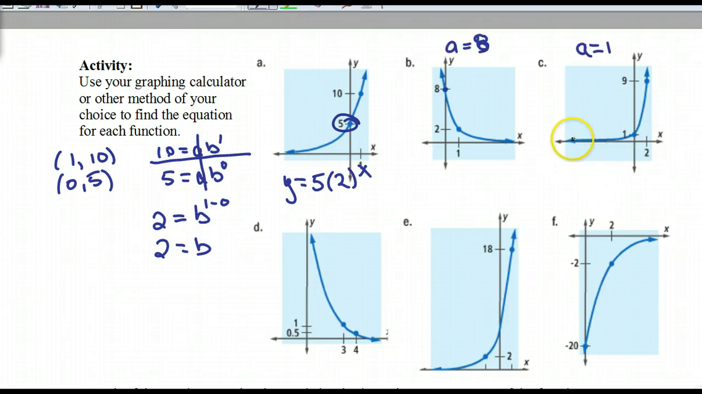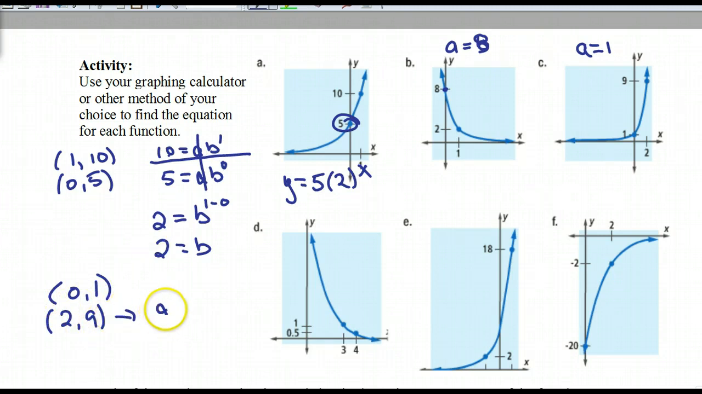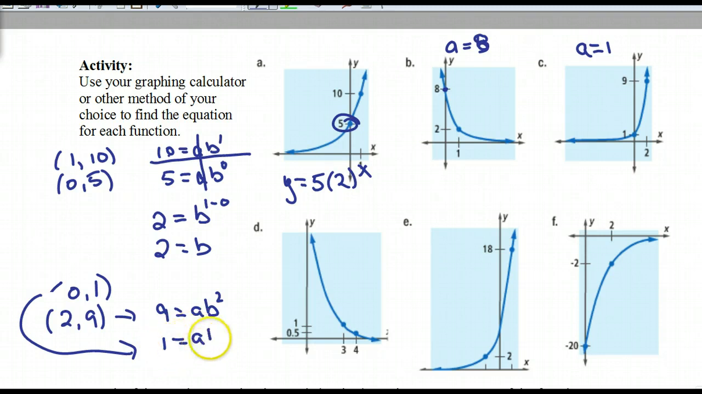All right, so on this one, look at C. We have 1 at 0, 1. And we have at 2, 9. All right, so I want to set this up. Actually, I'm going to do this bottom equation first. Y is 9, a times b to the second power. And I'm just going to put this equation on the bottom. I want the larger exponent on top, okay? So this will be 1 equals a times b to the 0.